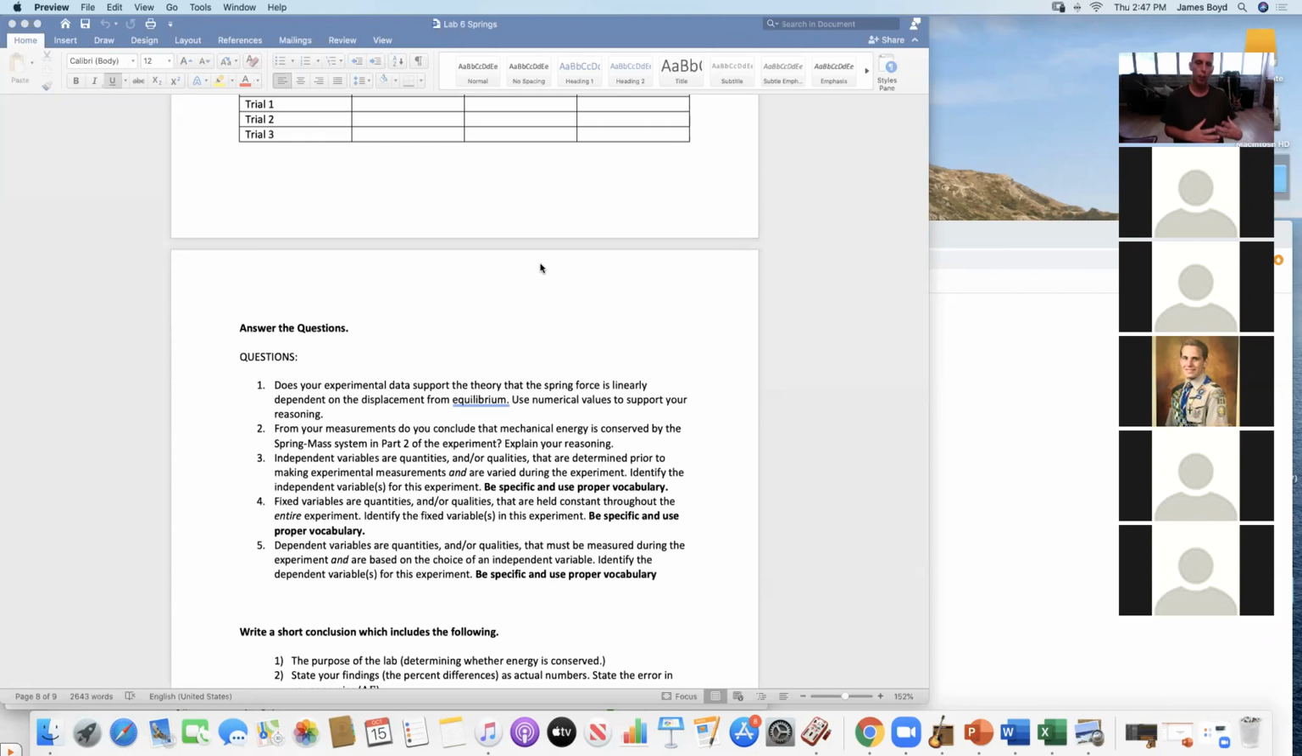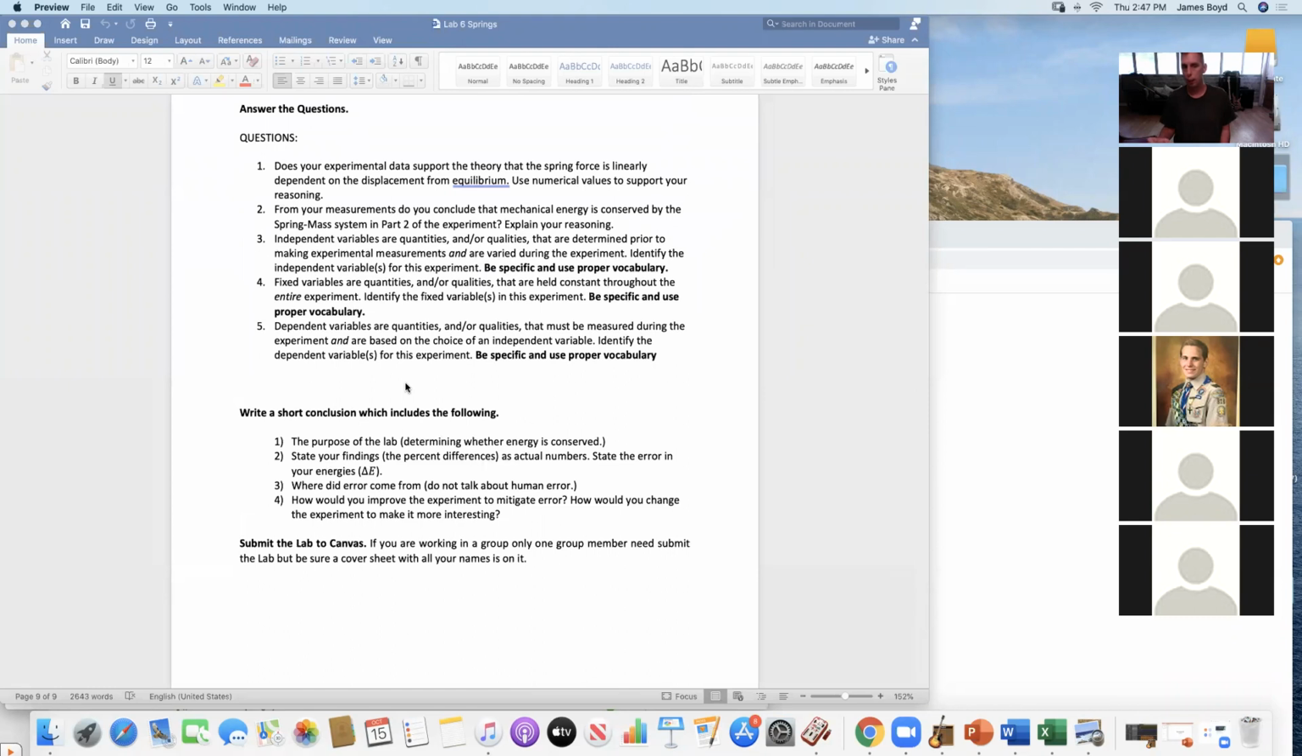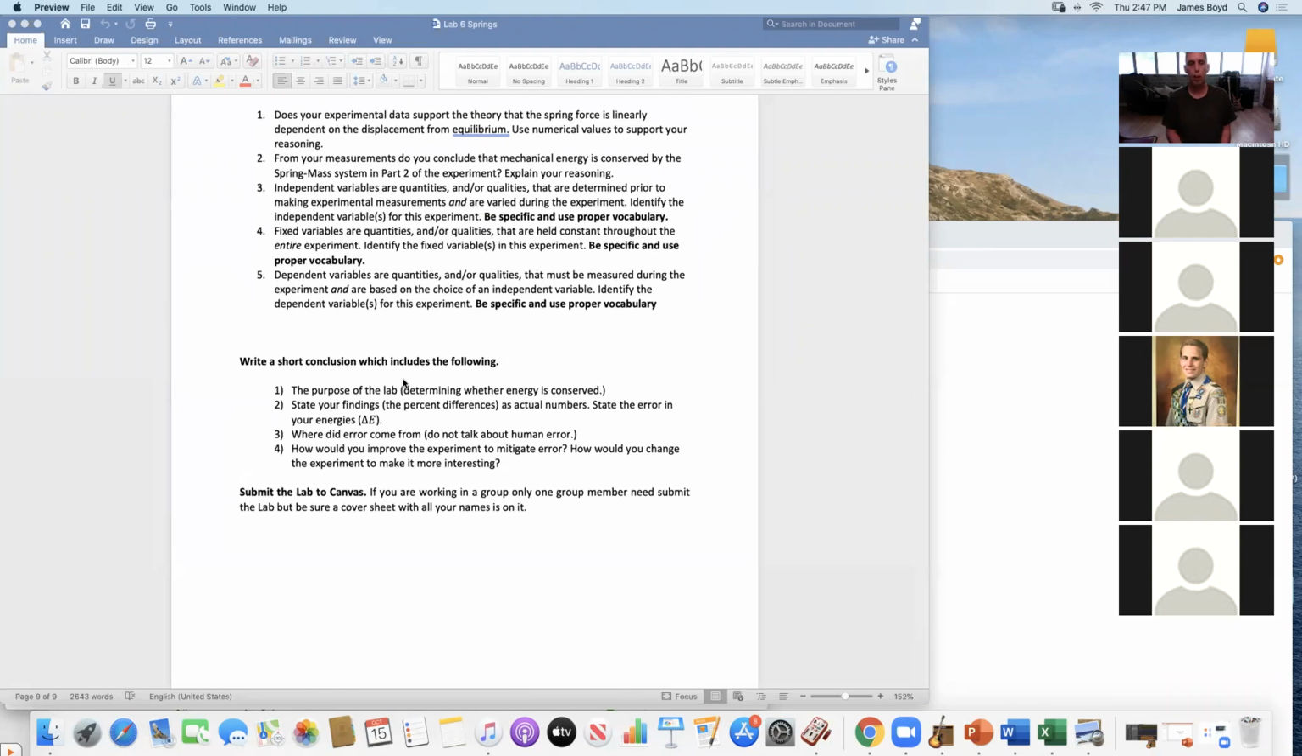The dependent variables are what you measure. So they're the variables that depend on the initial conditions you create. And that was the velocity. That's what we're measuring. So independent: distance; fixed: spring constant; dependent: velocity.